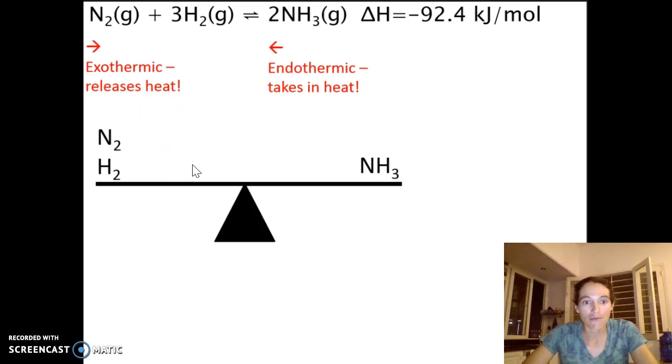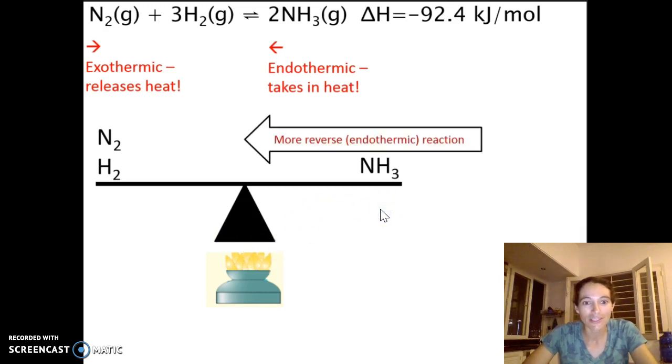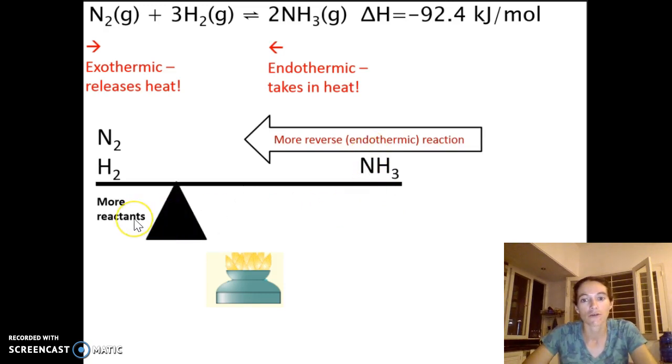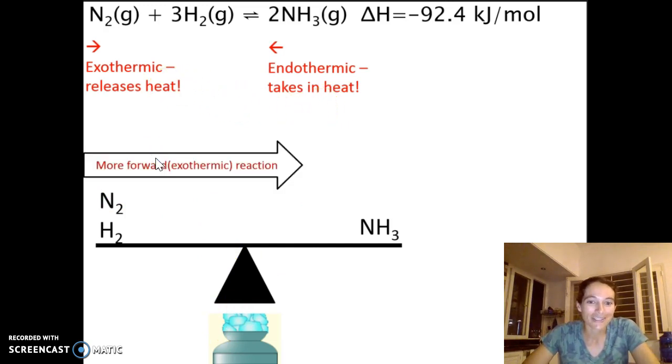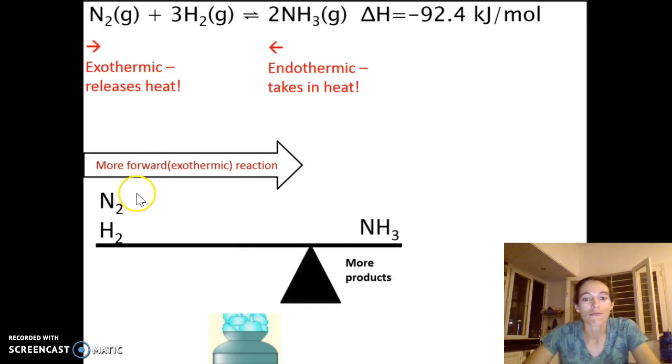So let's now imagine we're heating the reaction. Well, we've added heat here. That heat has to go somewhere. We are going to increase the reverse, the endothermic reaction, and the ratio will shift to form more reactants. In the opposite case, if we cool it, well, we need something to release the heat. The endothermic reaction is not going to work too well if it's getting very cold. So the exothermic reaction is going to work more, and we'll shift it to forming more products.